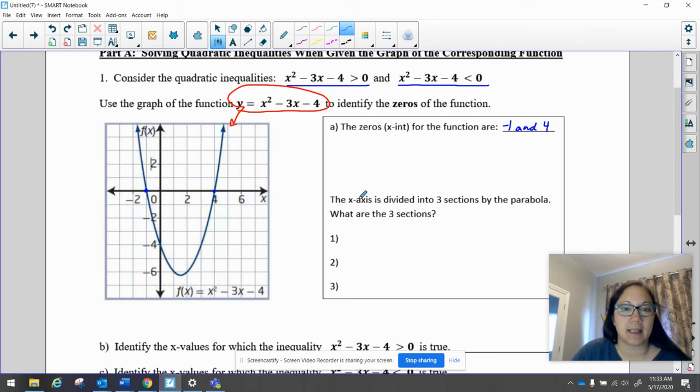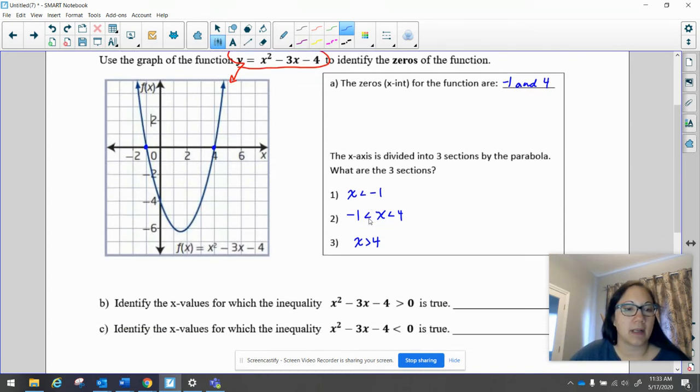Now the x-axis is divided into 3 sections by the parabola. So what are the 3 sections? So see my dots here? They have made boundaries between 3 different sections. We've got this section on the left, the section in the middle, and then we've got the section to the right of that dot. So section 1 would be x values that are less than -1. Then we have the section from -1 to 4, so x values between -1 and 4. Then we have x values that are greater than 4. So there are our 3 regions.